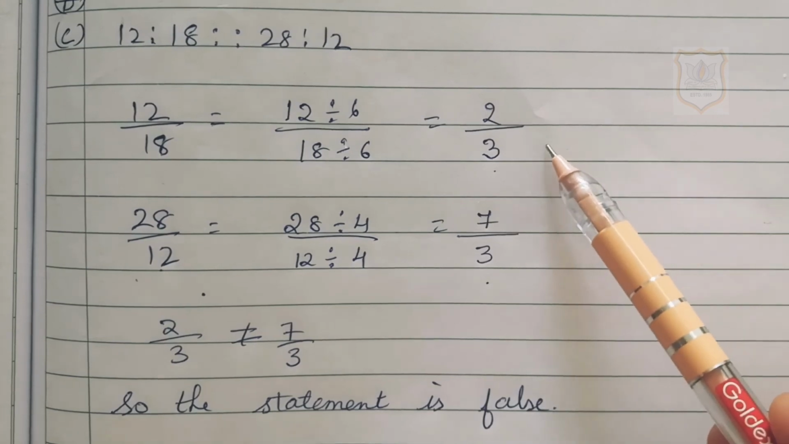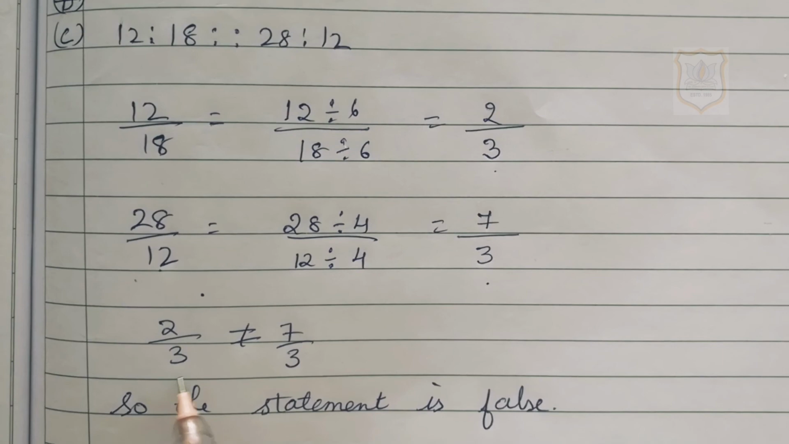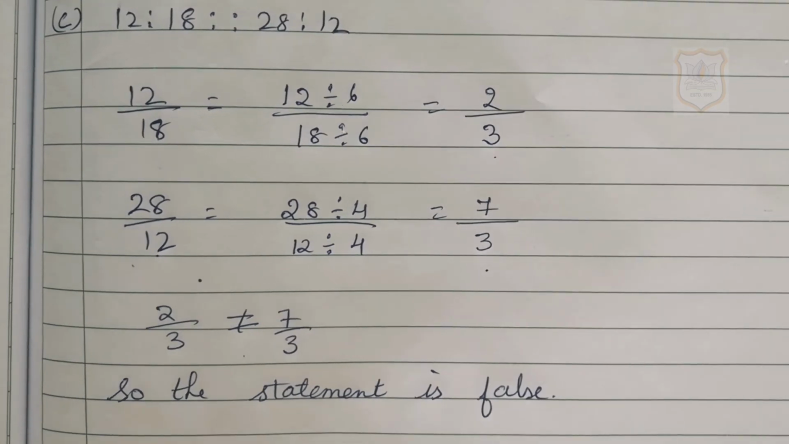So here you can see that the simplest forms of both the ratios are different. So we can say that 2 upon 3 is not equal to 7 upon 3. That is, 12 by 18 is not equal to 28 by 12. So the statement is false.